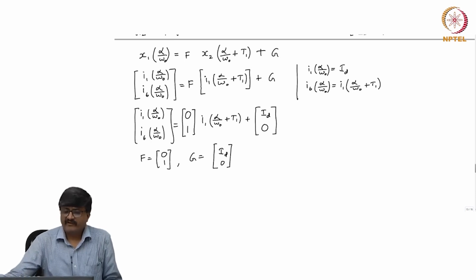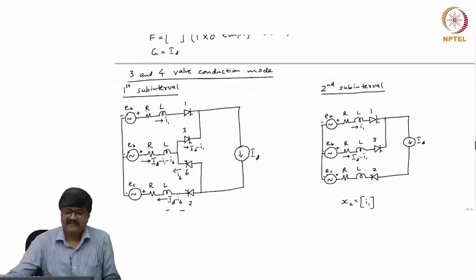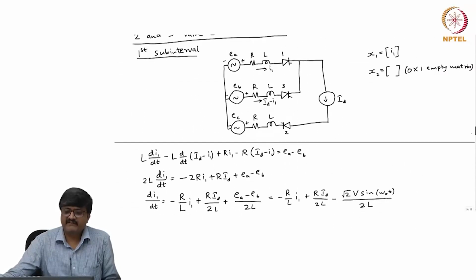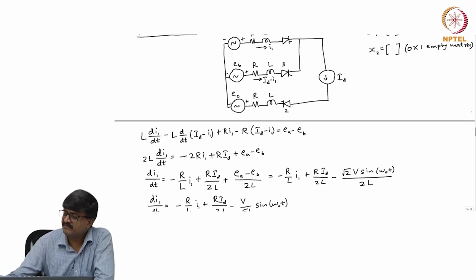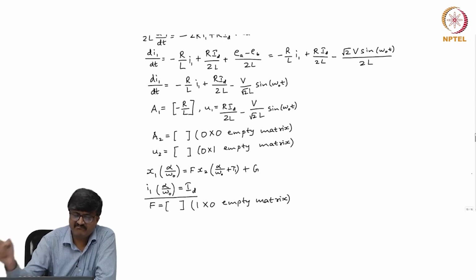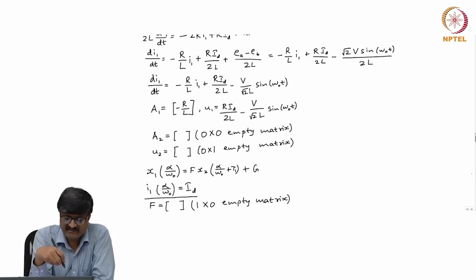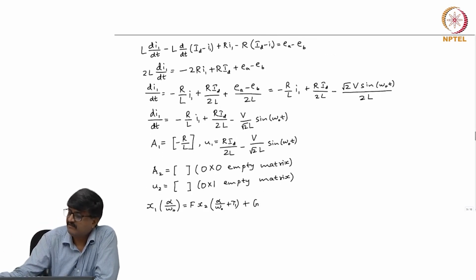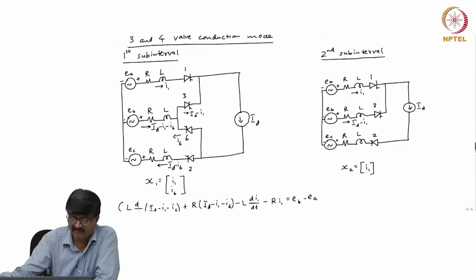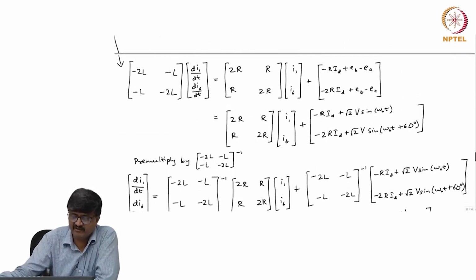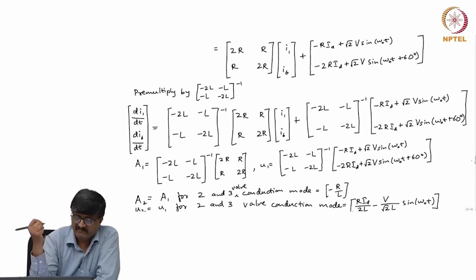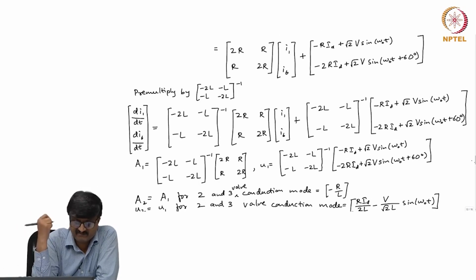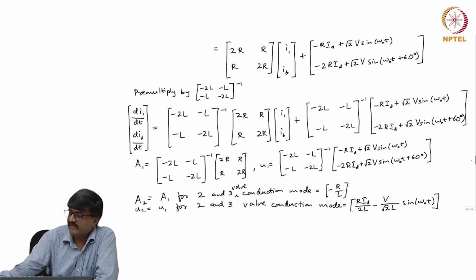If I have a resistance on the AC side, then the equations are slightly complicated. Now, what is the complication? If there is no resistance, you would have noticed that there is no A1. The coefficient of the state variable on the right hand side is 0. If you take the 3 and 4 valve conduction mode, we have a non-zero A1, non-zero A2. If there is no resistance, you can see that A1 and A2 are 0 matrices. So, that is the simplification that you get by neglecting resistance.